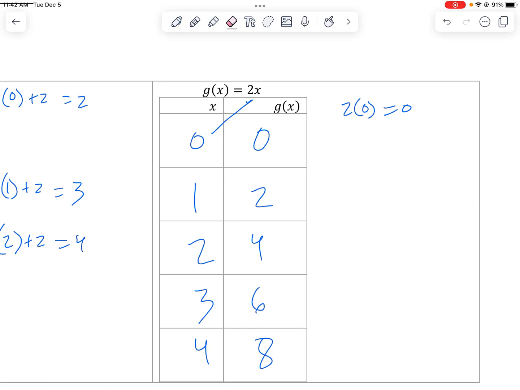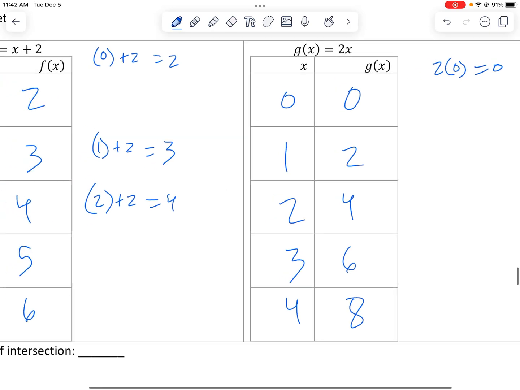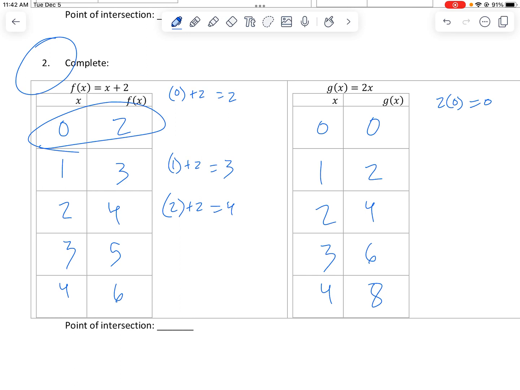So I got my tables filled in. And you need to check the rows and see if any of them match. So we got 0, 2, 0, 0, nope. 1, 3, 1, 2, nope. 2, 4, 2, 4. Hey, look, they both had the point 2, 4. And so that's going to be the point where these two lines meet up.